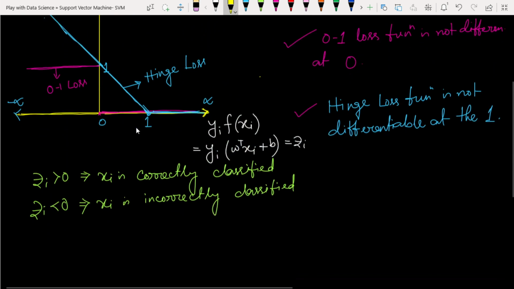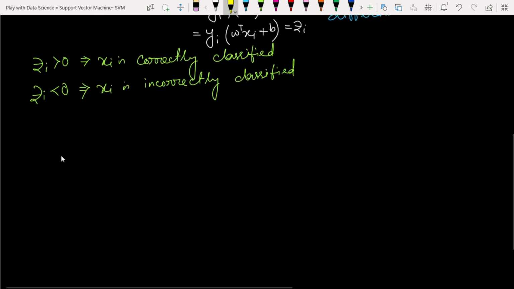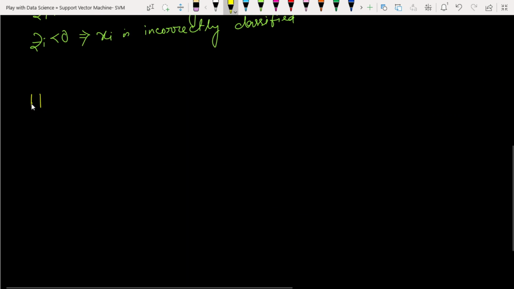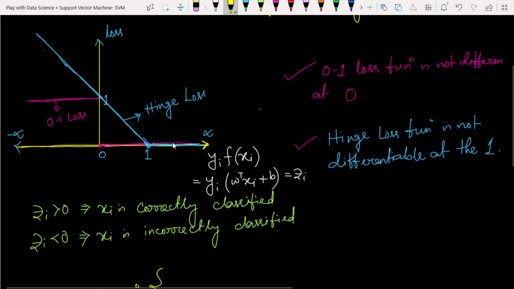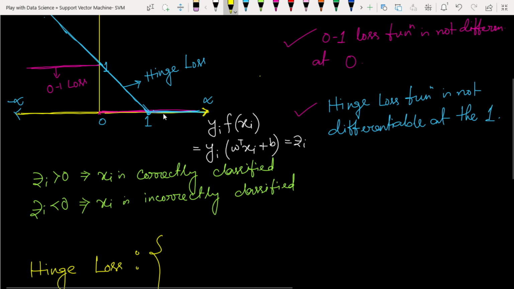Let's write the mathematical form of our Hinge loss. So our Hinge loss function will be like this. If Zi is greater than 1, then the Hinge loss is 0. And if our Zi is less than 1, then we take the value 1 minus Zi.